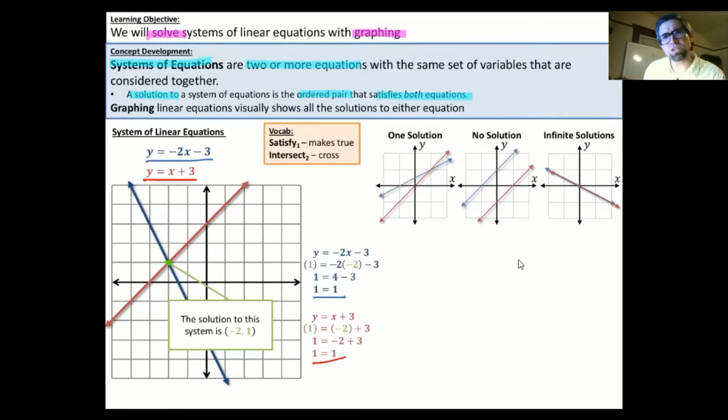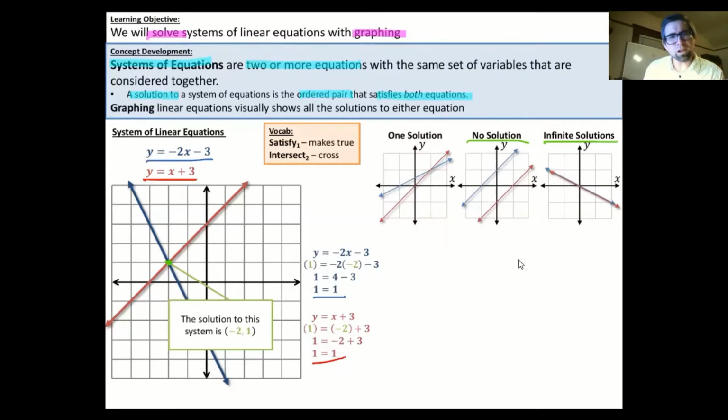Now, let's also talk real quick. What about if we can't solve a system of equations? What if there is no point of intersection? That would be this, no solution. No solution is when the lines are parallel, they never cross. We also could have something called infinite solutions. We don't talk about them as often, but that's when we have two of the same equation, so they share all of the same solutions.